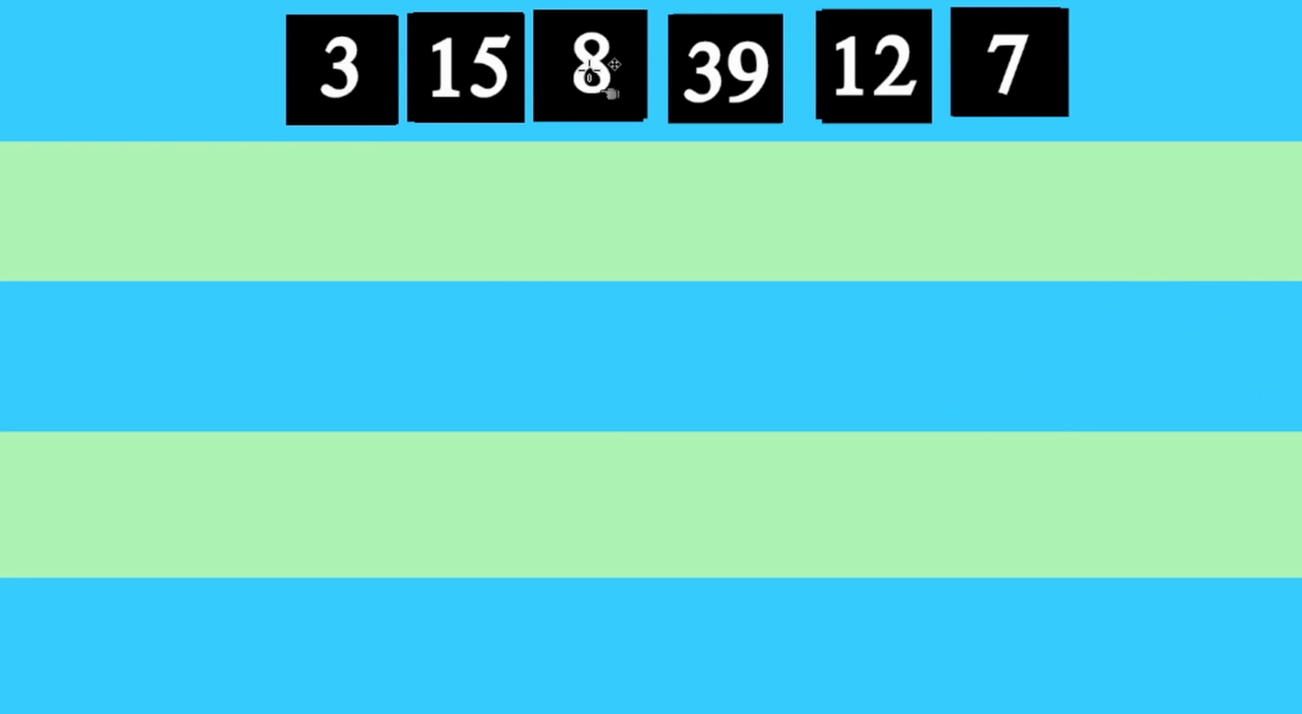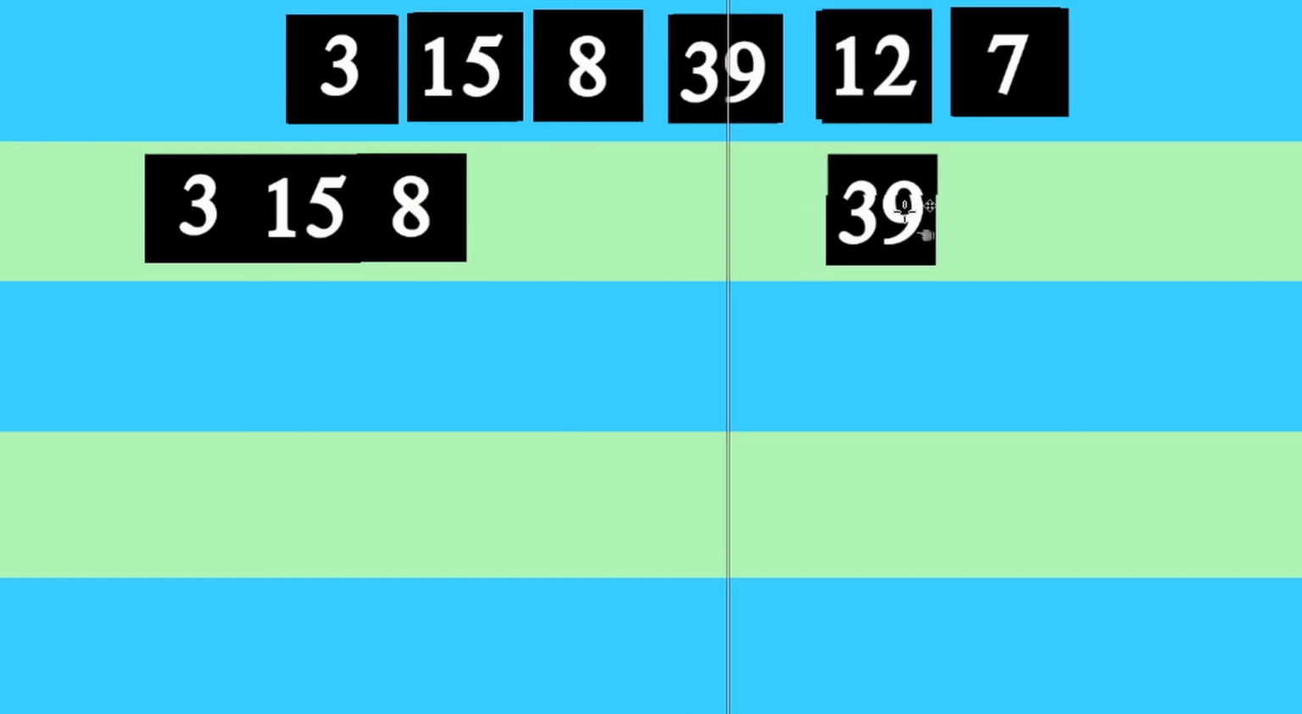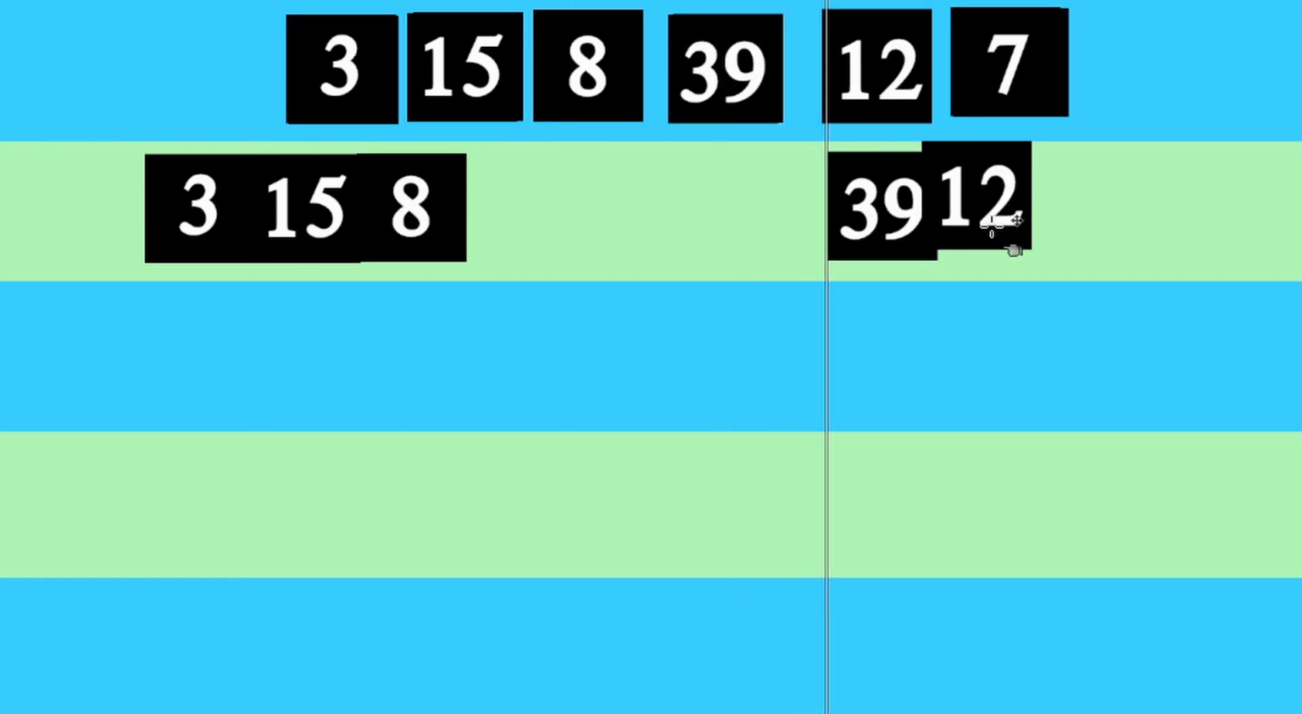So 3, 15 and 8 is going to be one list. So let's put it on the left right here. And then 39, 12 and 7 is going to be one list together. And then merge sort calls itself again recursively. So let's split these two lists again, as long as we can split them.